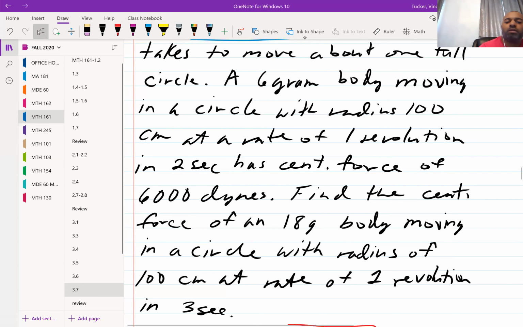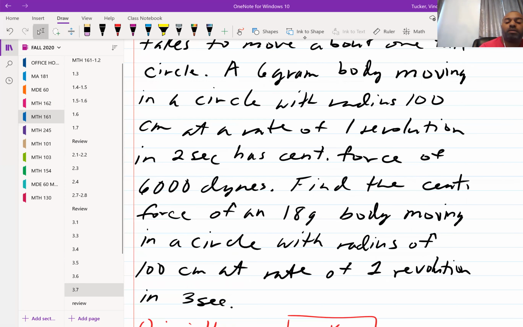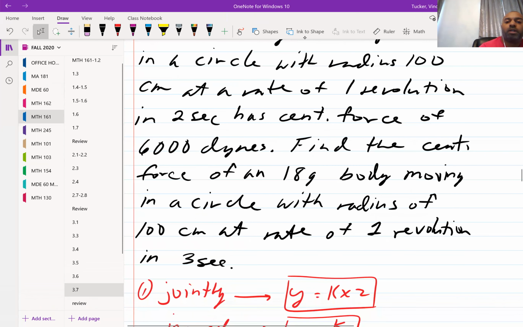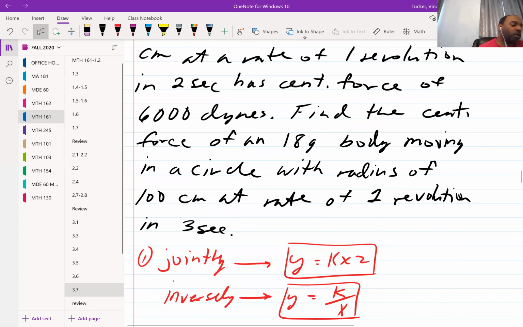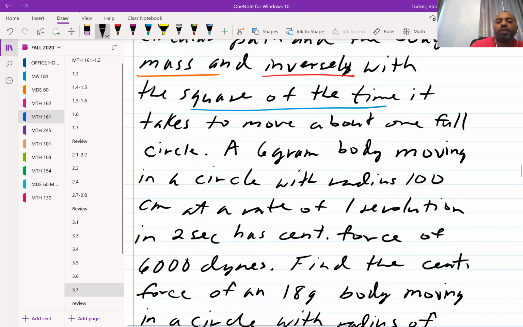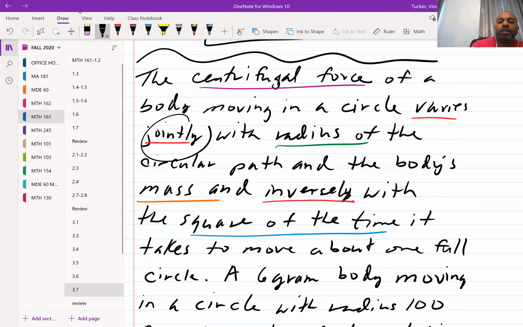All right, can I scroll up? Everybody good? All right, so this one involves jointly and inversely as our key phrases. Jointly we just mentioned: k times x times z. Inversely is k over x. And we see that when we go back up here: varies jointly, varies inversely.